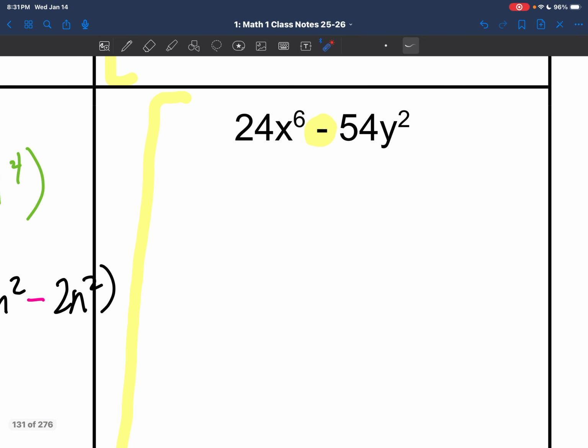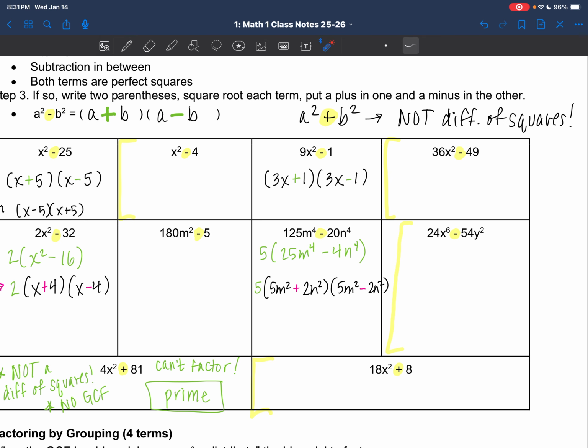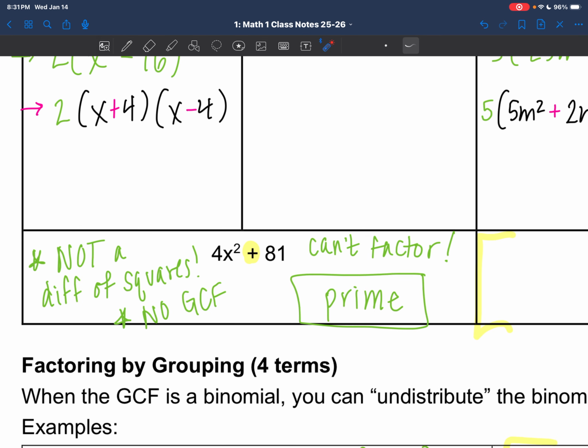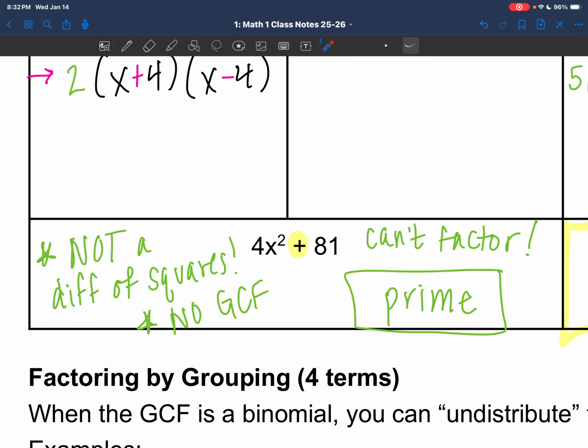All right, go ahead. I want you to try this one. And then as I showed you before, right now, these are perfect squares. That's a perfect square, but we can't do it because there's a plus sign in the middle. So this is not a difference of squares. And there's no GCF, so since we can't factor it, your answer is prime.